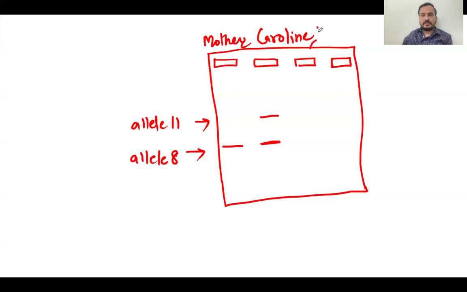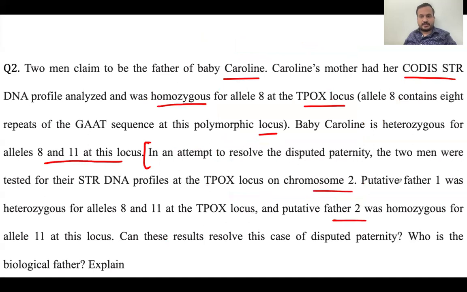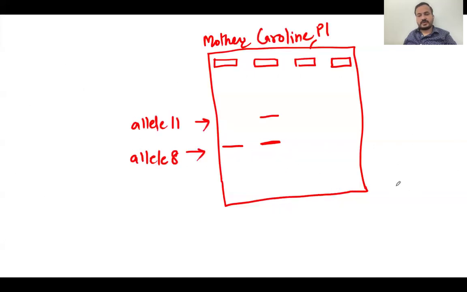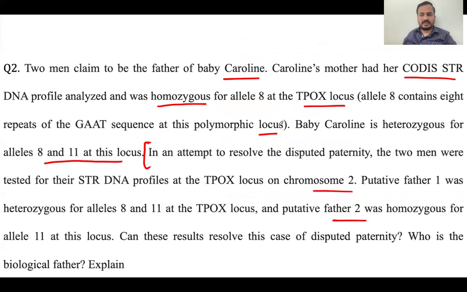Now putative father P1, even P1 is heterozygous. So as you can see, putative father 1 was heterozygous for alleles 8 and 11. And we all know that the 8 in Caroline is coming from her mother, and the putative father 1 is again heterozygous for allele 8 and 11. So this, one can think of that, not conclusive. He might give his allele 11 to Caroline. Let's look for the other case.